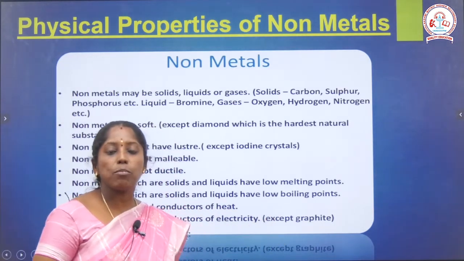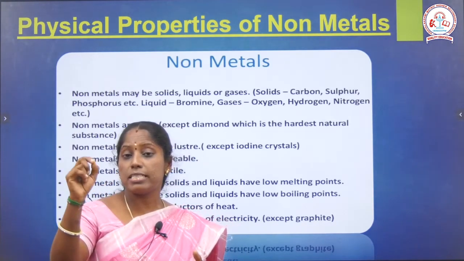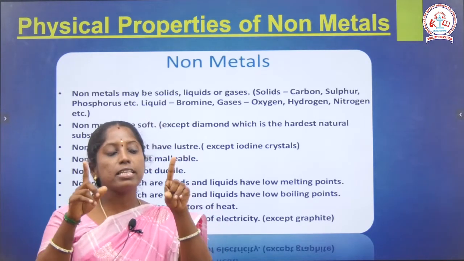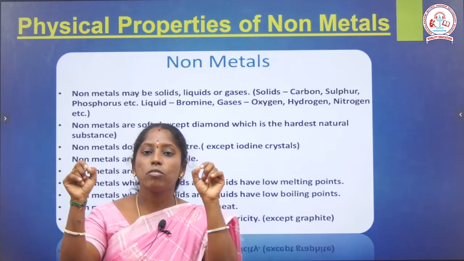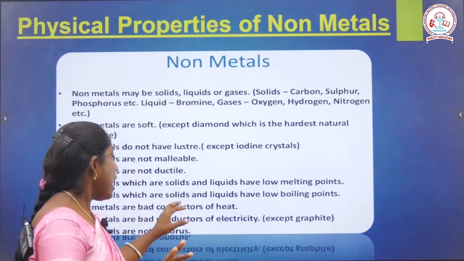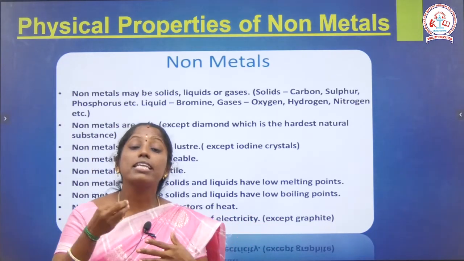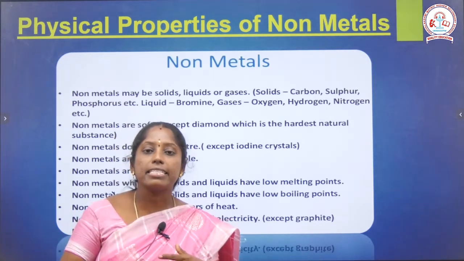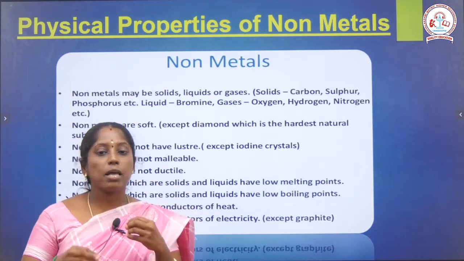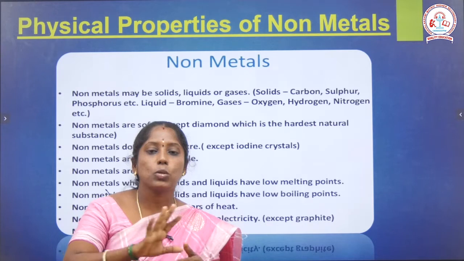We know about graphite, where we use graphite, especially in pencils. The lead of the pencil is made up of graphite. You can take 2 pencil leads, connect them with wire, and it conducts electricity. So that's why we can say that except graphite, other non-metals are bad conductors or insulators. They do not conduct electricity as well as heat. That's why we don't use carbon, sulfur, phosphorus for heating or for conducting electricity. Then another thing, non-metals are not sonorous.